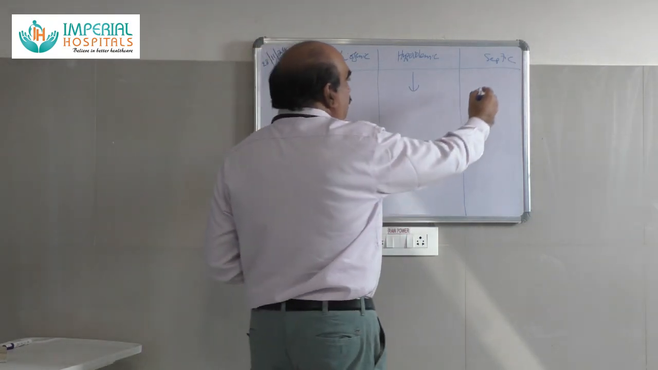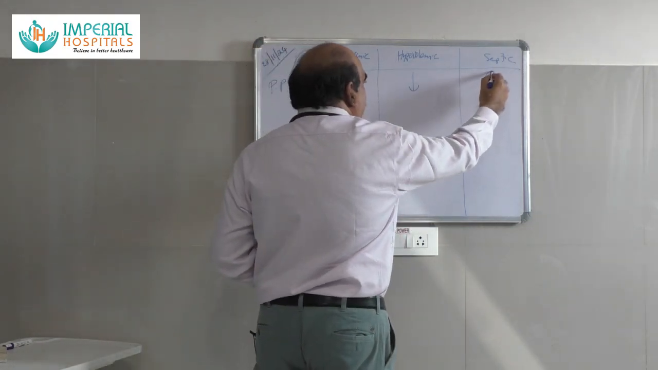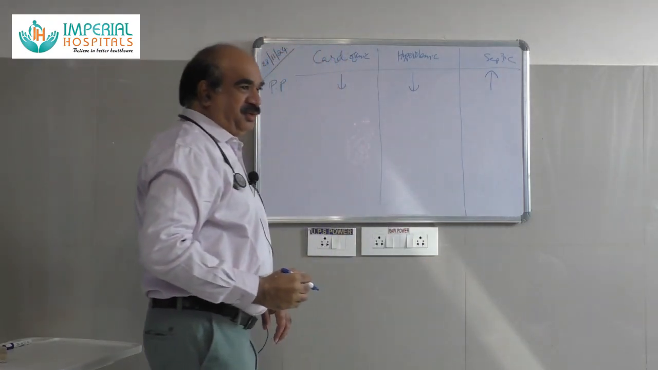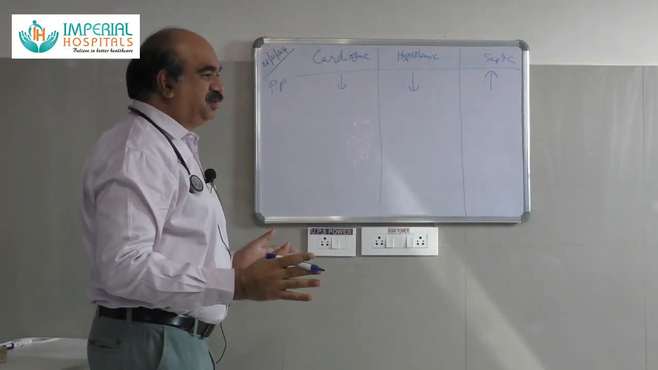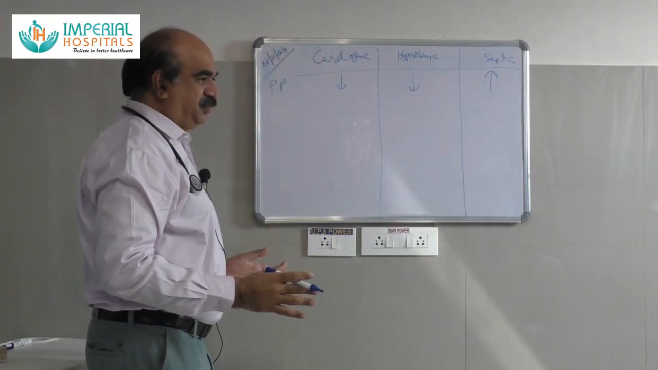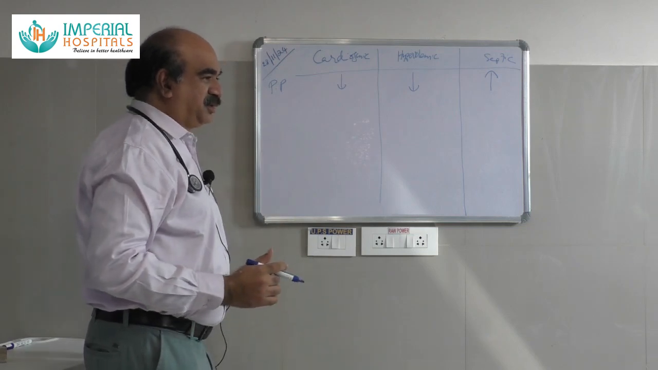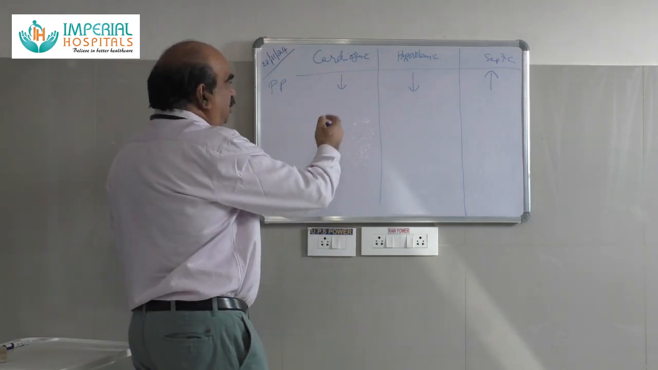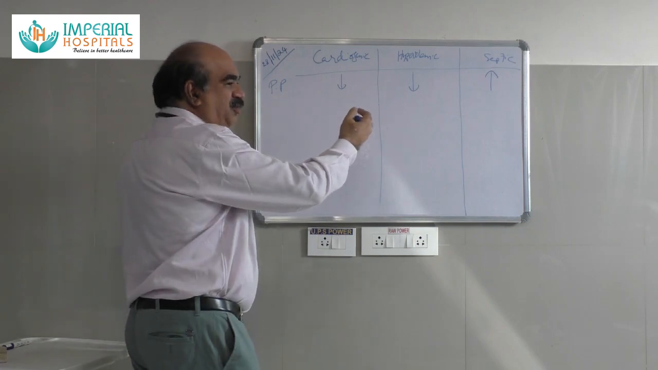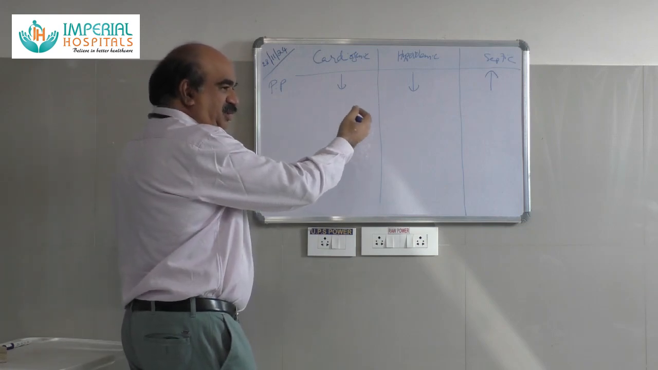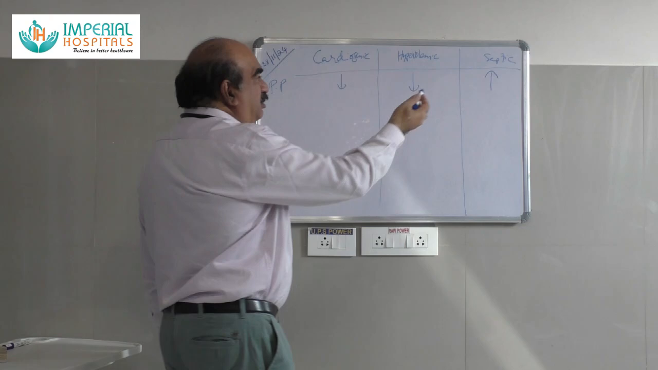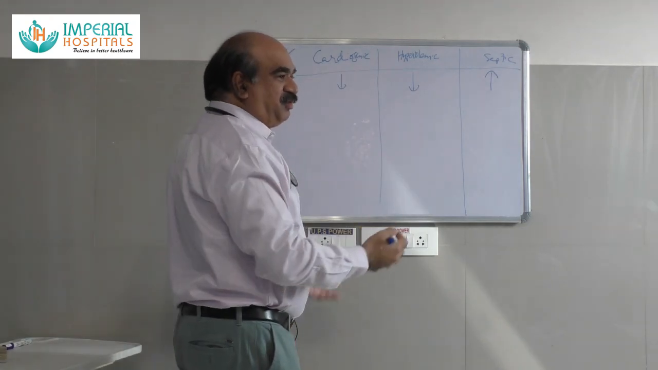But the mechanism in septic shock is vasodilatation. Peripheral vasodilatation is the main mechanism. So there will be widening of pulse pressure in septic shock. Normal pulse pressure is 40. In cardiogenic and hypovolemic shock, it will be around 20 to 30, and in septic shock, it will be more than 40.